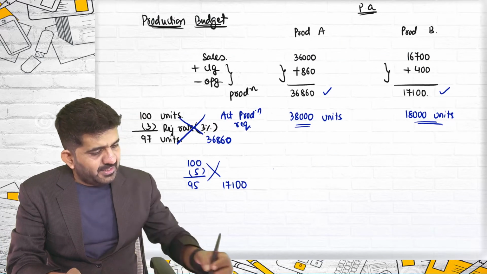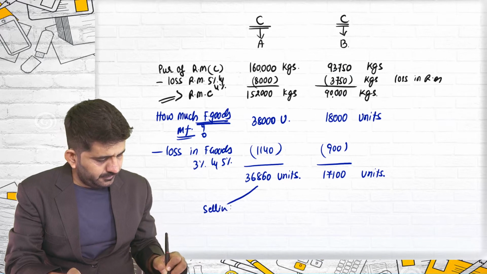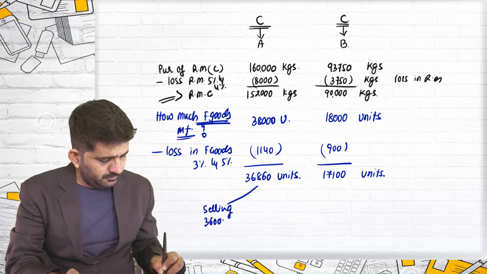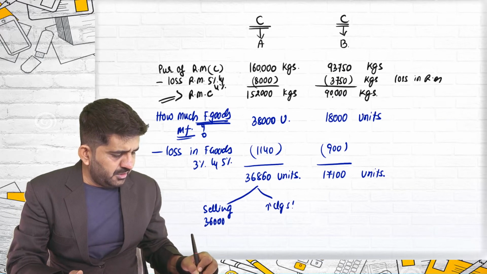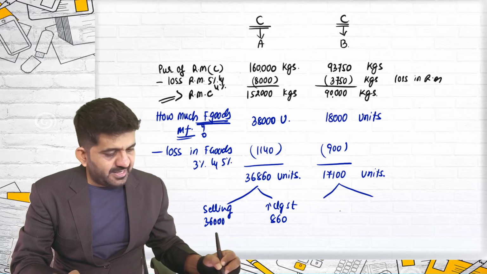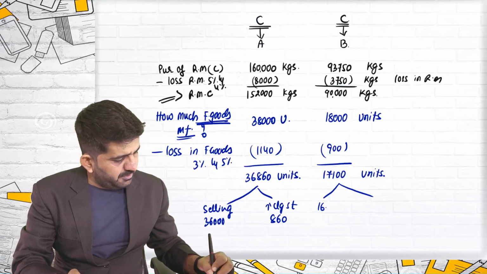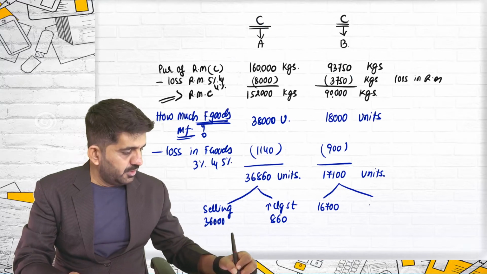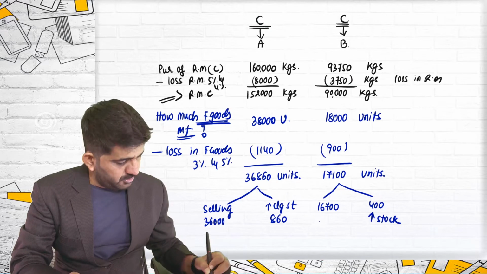You will be selling 36,000, and the remaining will go in increasing your closing stock. From 17,100, 16,700 will be sold, and the remaining 400 will increase the stock.